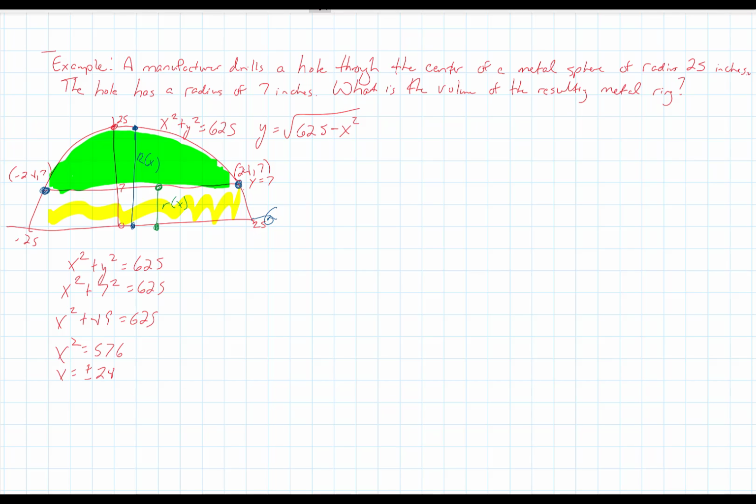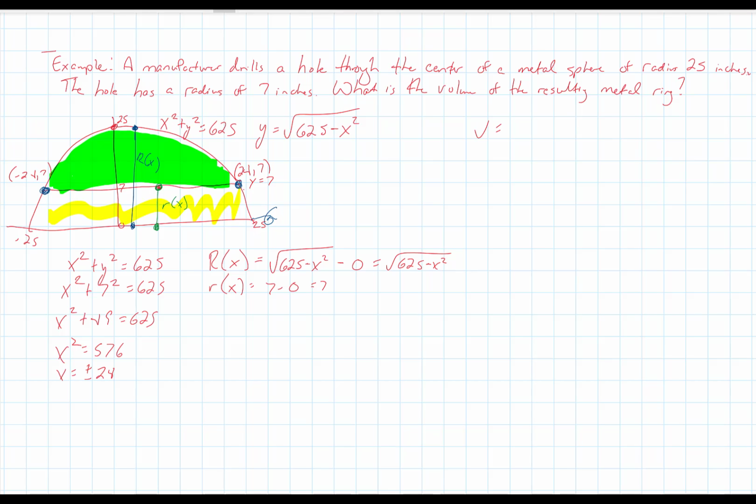So if we set this integral up, well, we need our radii. So big R of x, that's just going to be the outside of my sphere, which is square root of 625 minus x squared, minus my axis of rotation, which is 0. So that just ends up being square root of 625 minus x squared. And my little r of x is basically the distance that my drill bit's going to remove. So 7 minus 0, which is 7.